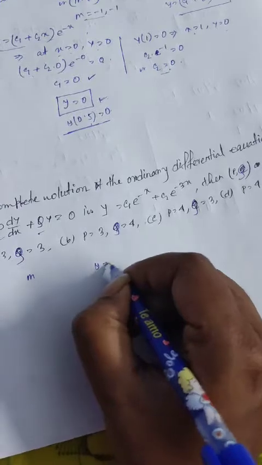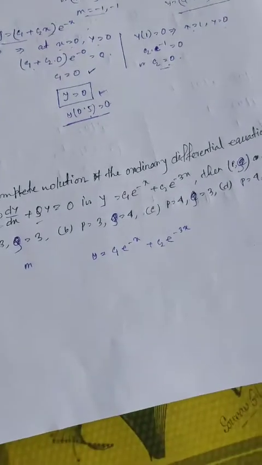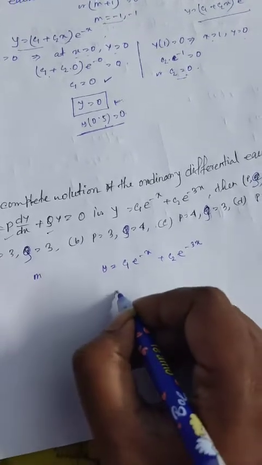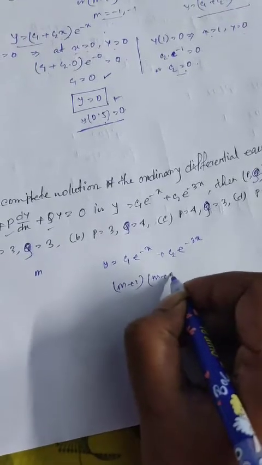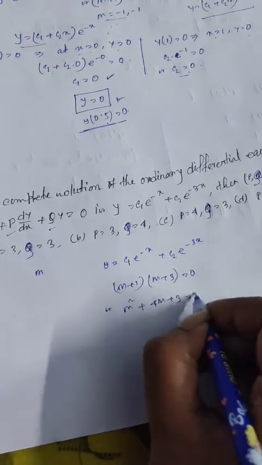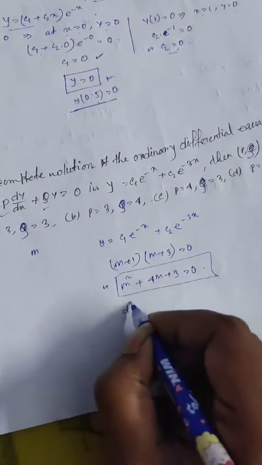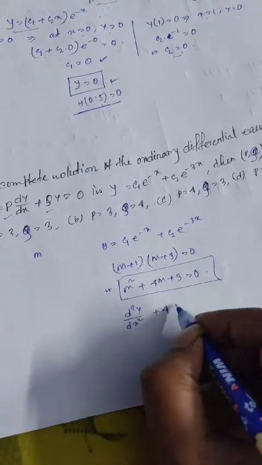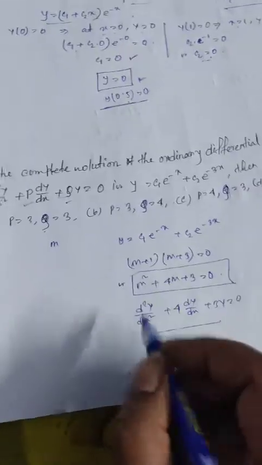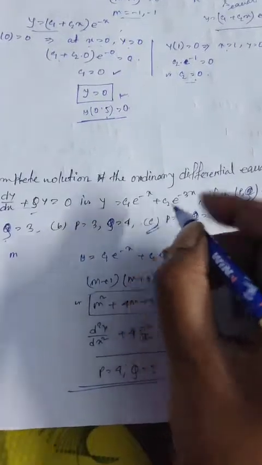See here, the solution is of the form y is equal to c1 e to the power minus x plus c2 e to the power minus 3x. That means the roots are real and distinct. So in that case, we can say (m plus 1) into (m plus 3) is equal to 0. Or if we simplify, we will get m square plus 4m plus 3 is equal to 0, and this is the auxiliary equation now. If we compare the auxiliary equation with the main equation, m square plus pm plus q is equal to 0, then we can say that p is equal to 4 and q is equal to 3. So here option C is correct.